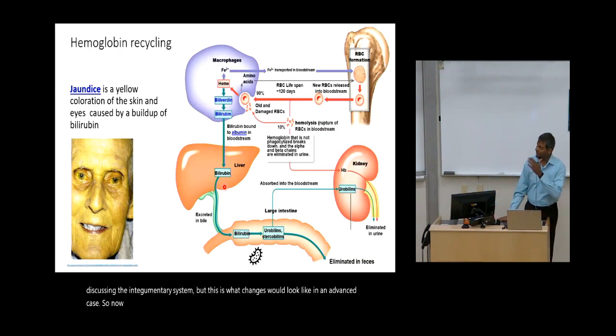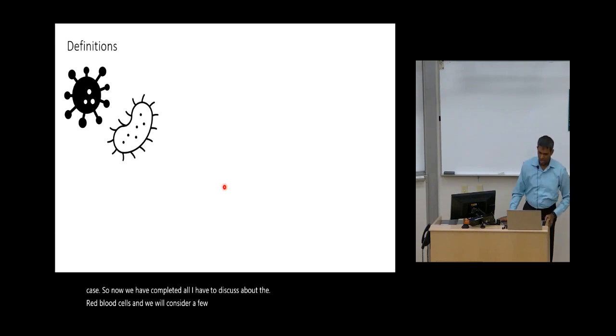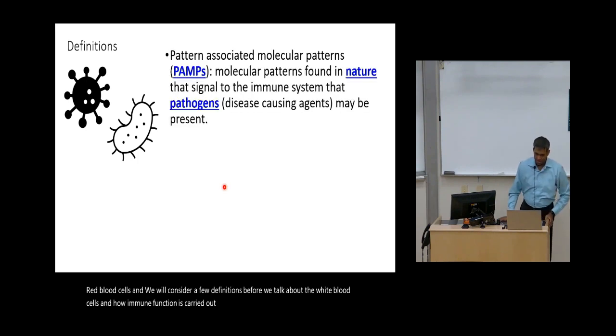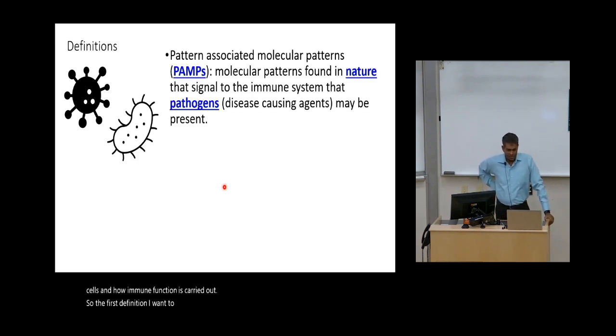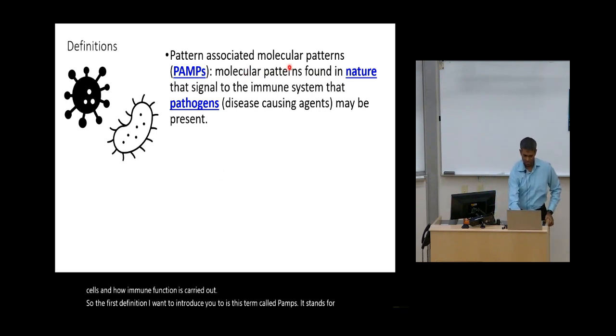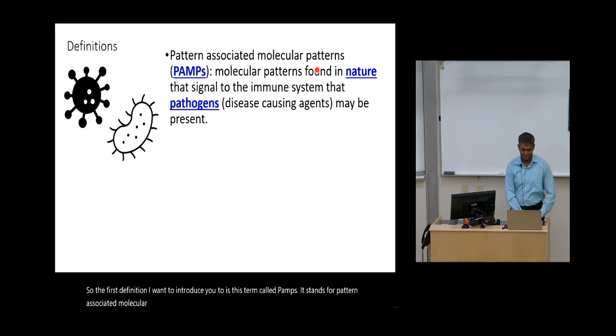So now we have completed all I have to discuss about the red blood cells, and we will consider a few definitions before we talk about the white blood cells and how immune function is carried out. So the first definition I want to introduce you to is this term called PAMPs, which stands for pattern associated molecular patterns, right? So this is just referring to the molecular patterns which are found in nature, and they will signal to the immune system the presence of pathogens.